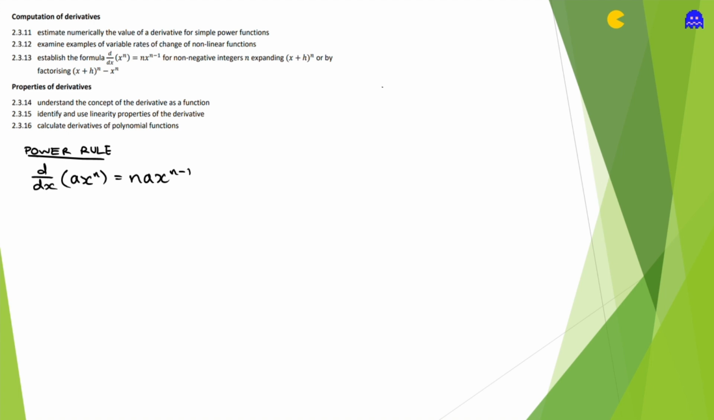The way that we prove the power rule is by using first principles. So if we have our d dx of ax to the n, we know that by first principles it's going to be equal to the limit as h tends towards 0 of a(x plus h) all to the n, take ax to the n all over h. And so here we get the limit as h tends towards 0.